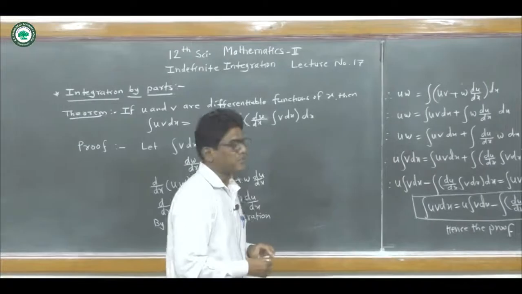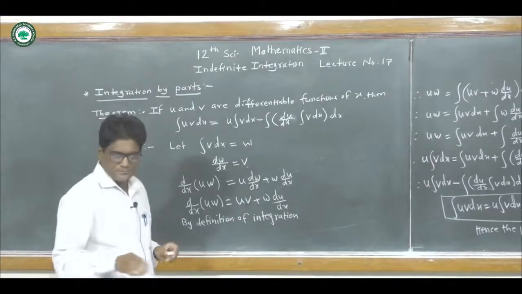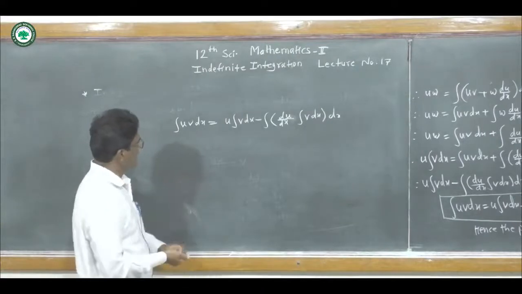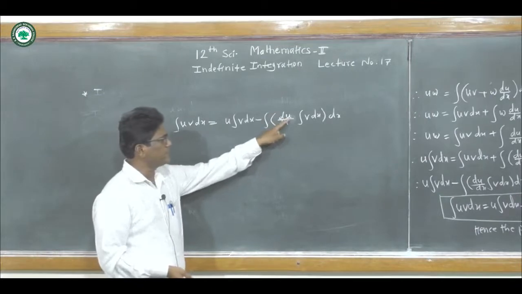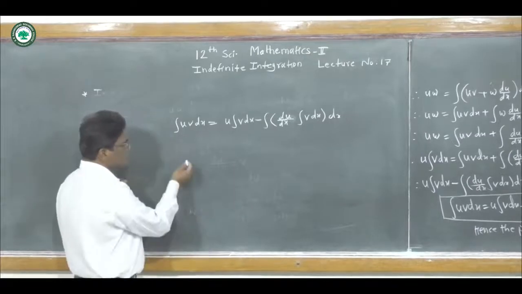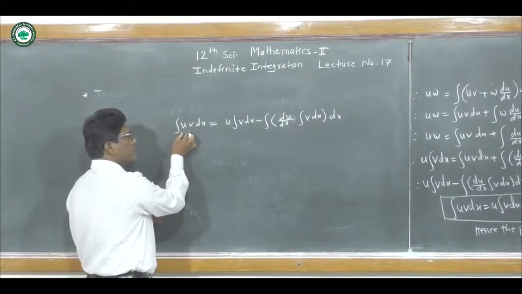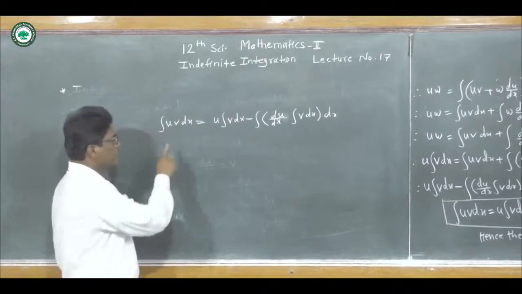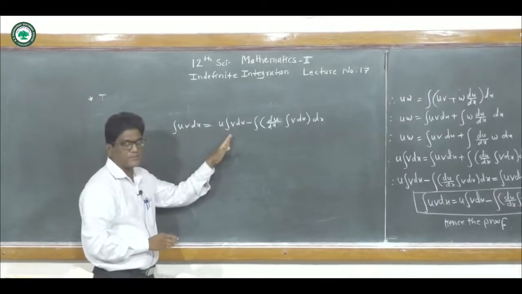Take here screenshot and write in your notebook. Now see here, integration of uv dx is equal to u into integration of v dx minus integration of d by dx of u into integration of v dx with respect to x. Now here u and v, we cannot change their places. Here the place of u and v is fixed. Here u is the first function and v is the second function.